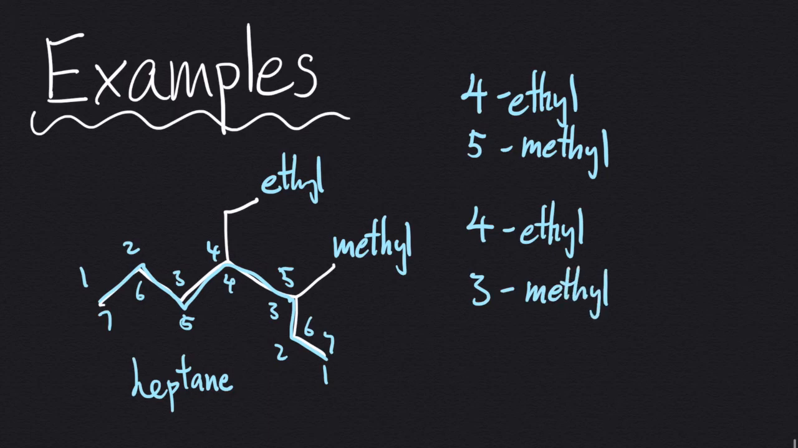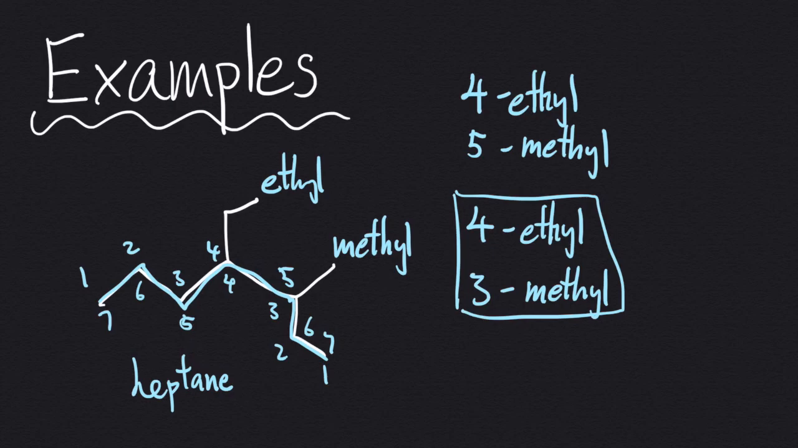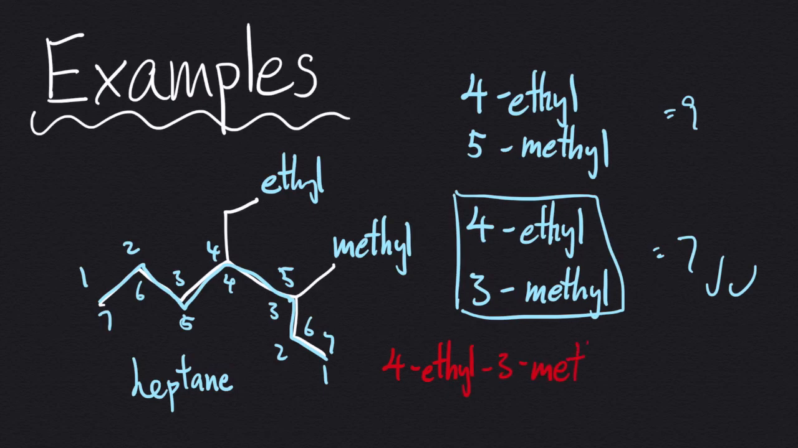So we need to choose the smallest sum of the substituent numbers. The smallest sum is this one, because 3 plus 4 is equal to 7 and 4 plus 5 equals 9. So the 7 is the correct numbering system. So the name of this compound will be 4-ethyl-3-methylheptane.